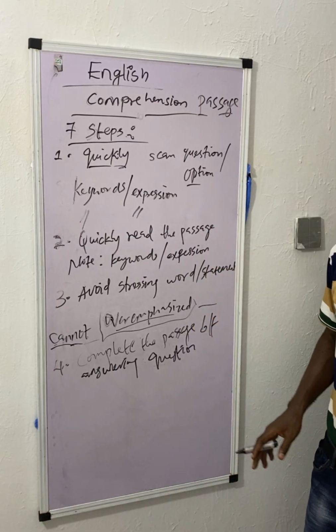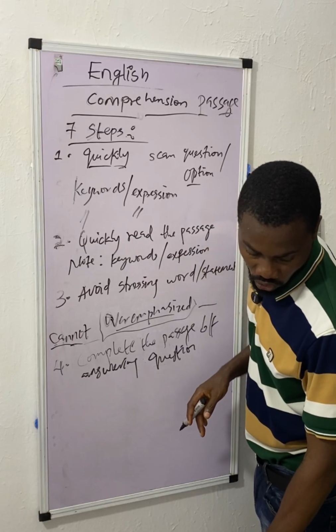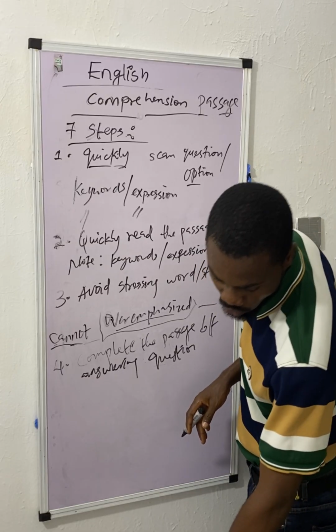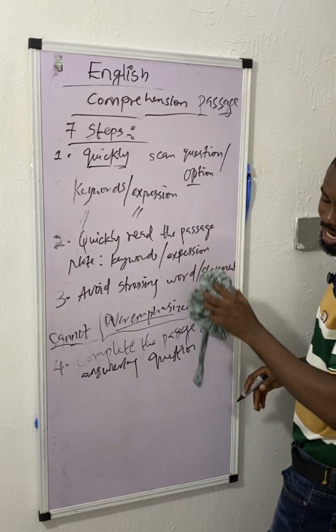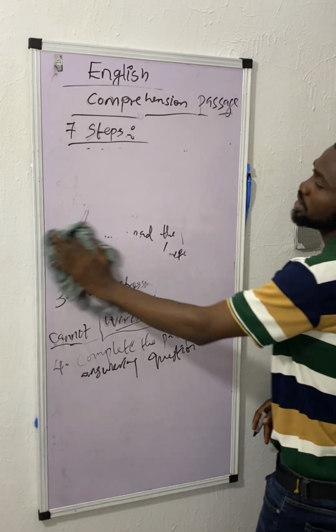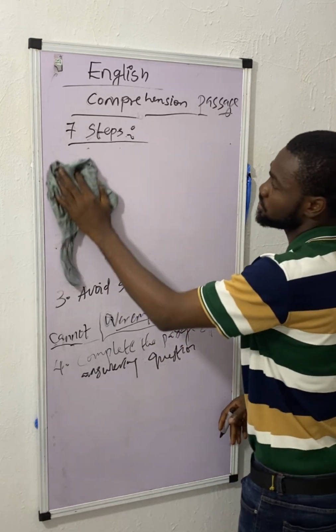All right? Then I will have to wipe so that we can continue with 5, 6 and 7. At number 5 it says pick the most reasonable answer or option according to the passage. It must be according to the passage.